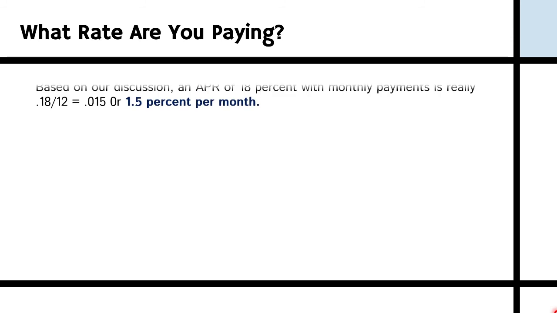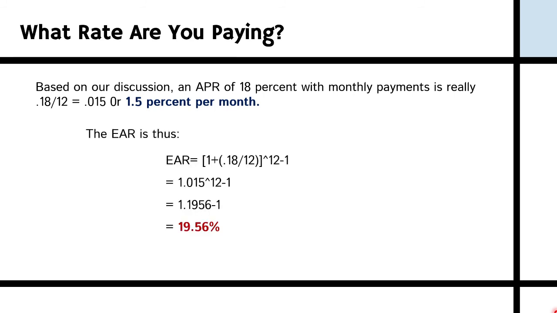What rate are you paying? Based on our discussion, an APR of 18% with monthly payments is really 0.18 over 12. That is 0.015, or 1.5% per month. The EAR is thus EAR = the quantity (1 + 0.18 over 12) raised to 12, minus 1. That is equal to 19.56%. This is the rate you actually pay.